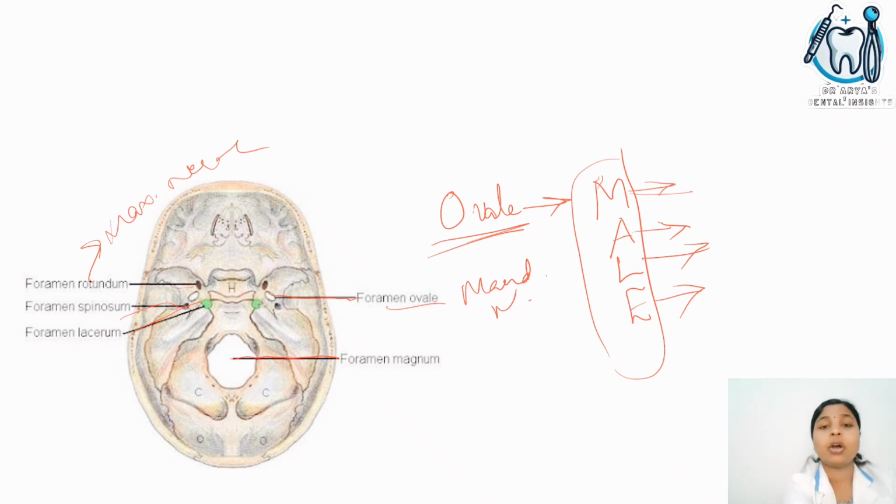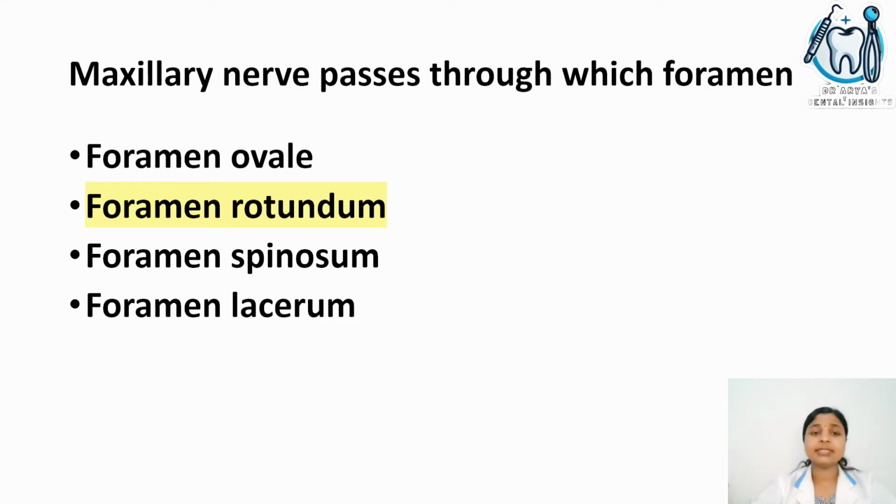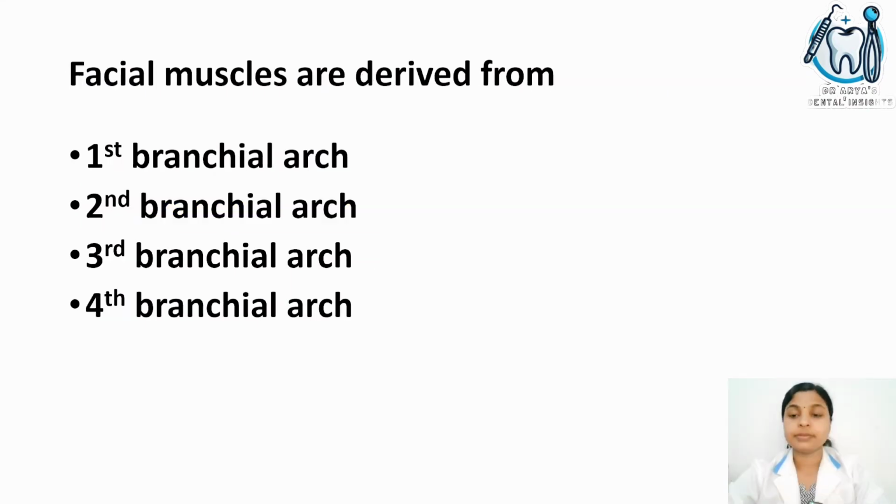Then foramen spinosum: middle meningeal artery, meningeal branch of mandibular nerve and posterior trunk of middle meningeal vein. And foramen lacerum has the meningeal branch of pharyngeal artery. So the correct answer is foramen rotundum. Coming to the next question, facial muscles are derived from which pharyngeal arch?